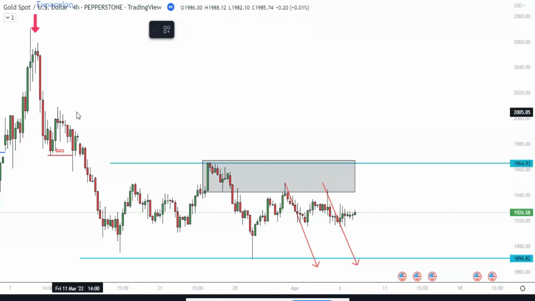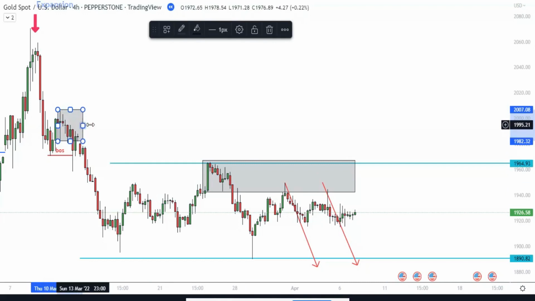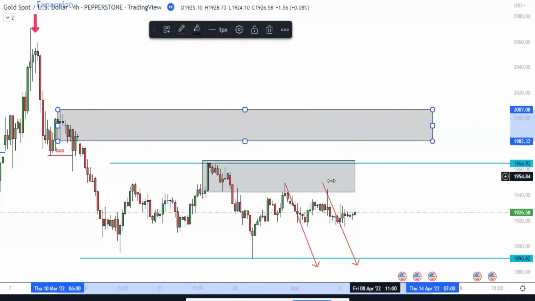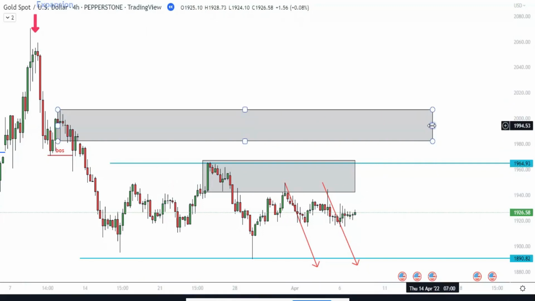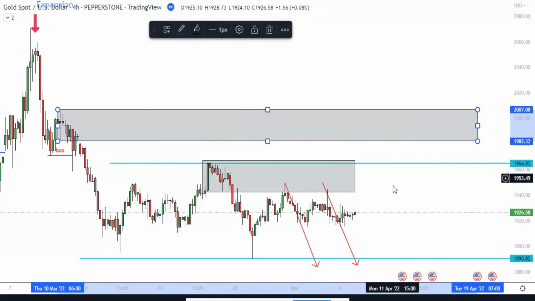Now, what do I look out for? I look out for another area of supply. And then overall, you can see that this was the consolidation. So, where are we likely to tap in so that we can drop? For me, I look out for this point.